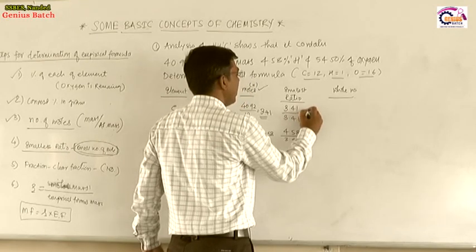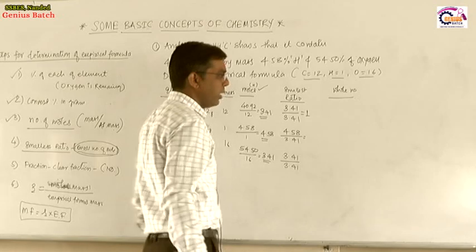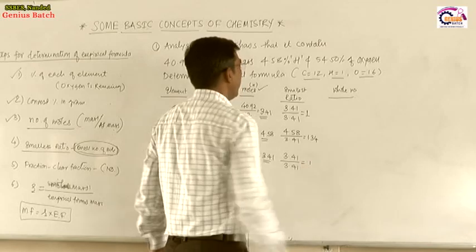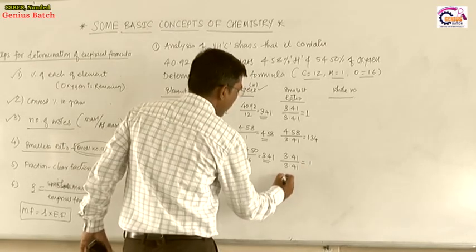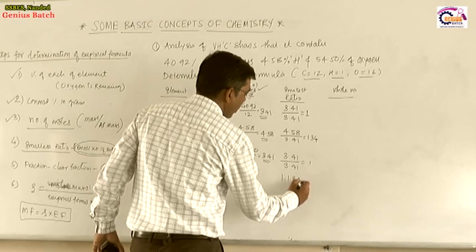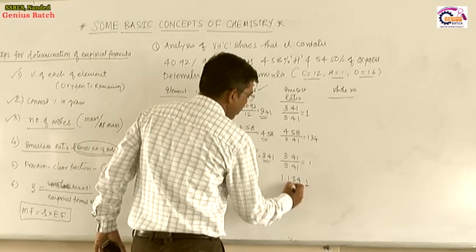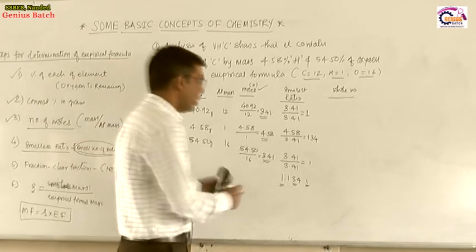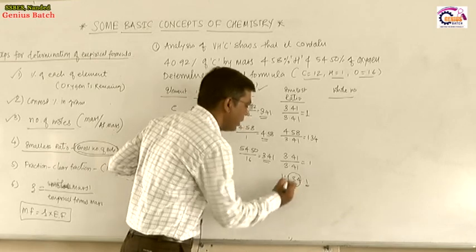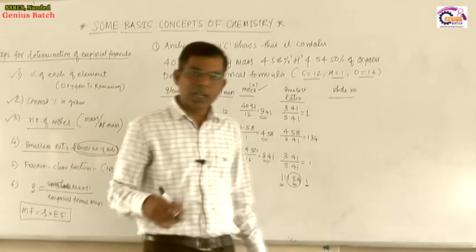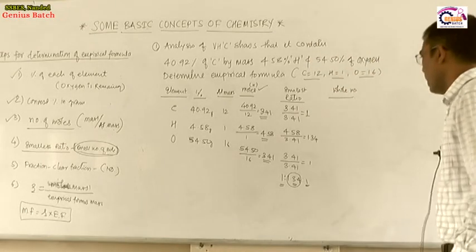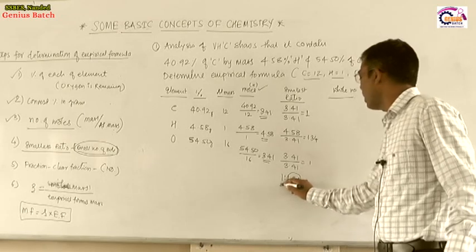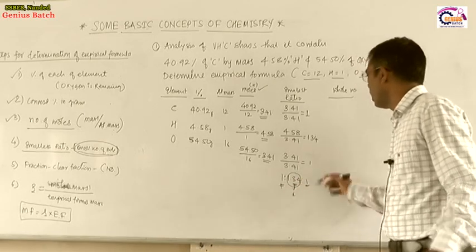The numbers we get will be 1, 1.34, and 1. So we get the smallest ratio as 1 : 1.34 : 1. This is the smallest ratio, but 1.34 is in a fraction. We must convert this fraction into a suitable number. By multiplying with a suitable number, it must be converted into a whole number.